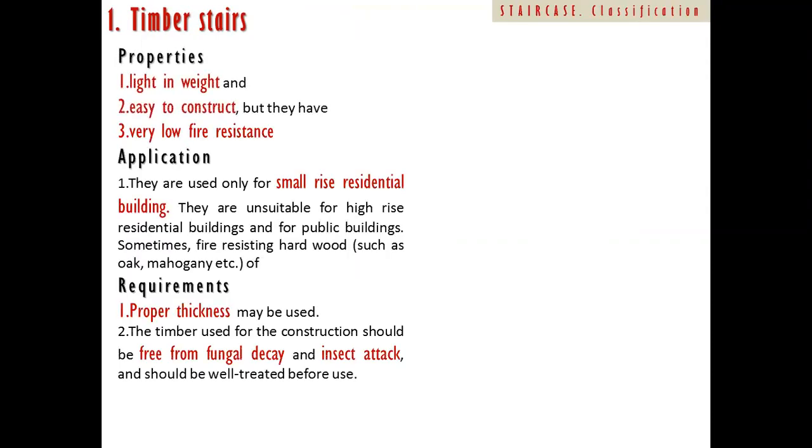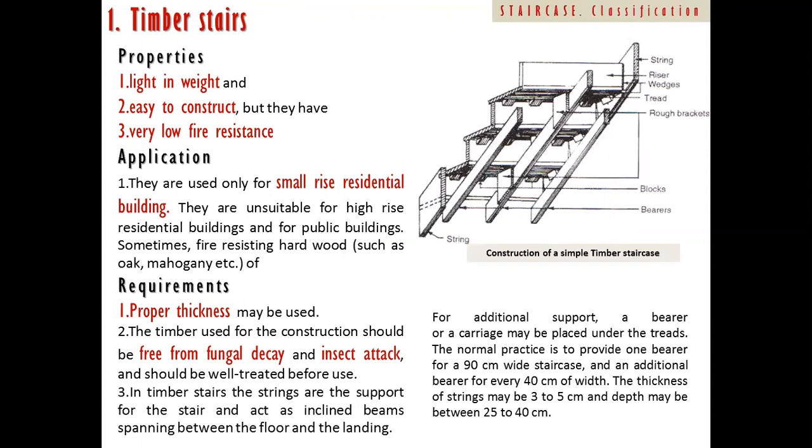Then timber stairs. What are the properties of timber stairs and how do we see them? A timber stair is an assembly of different components. We can see the string, the tread, the riser, and these are the bearers, which act like a beam. These are the risers, and these are some blocks in between to connect the tread, riser, and bearer, to get additional strength.